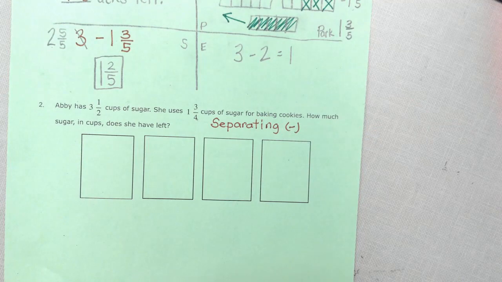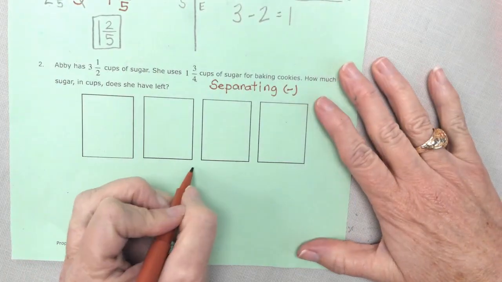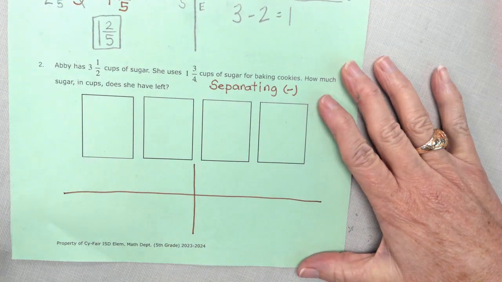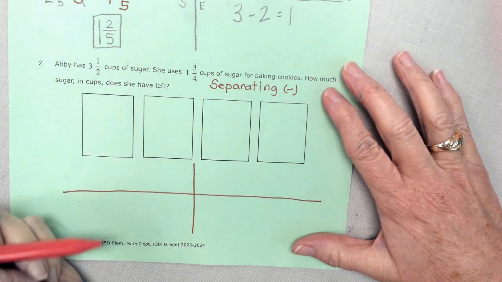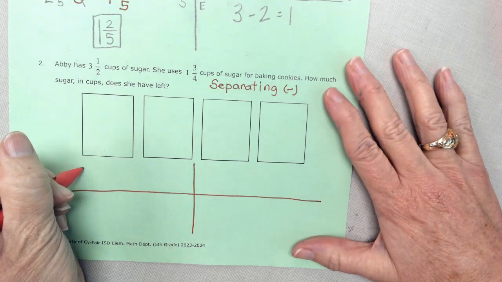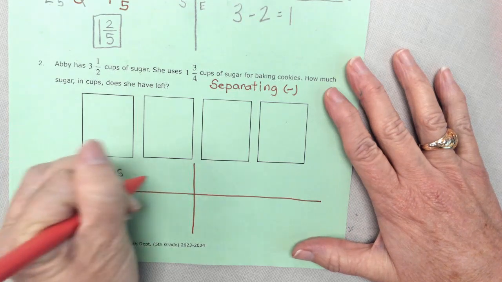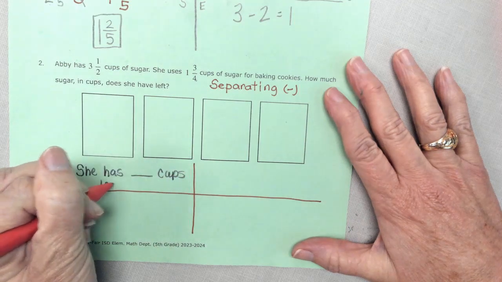All right, let's go ahead and make our quick window pane. We want to know how much in cups does she have left. So we could just start by saying she has blank cups left.